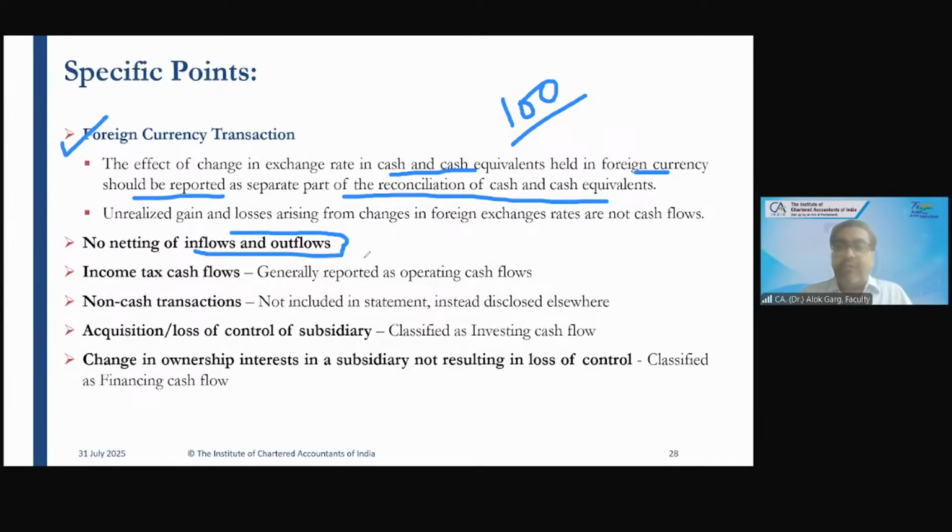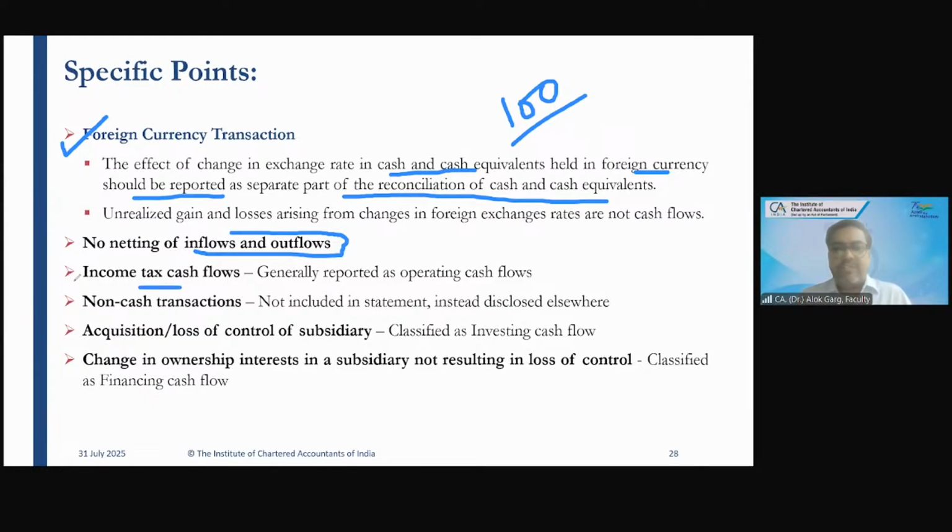Yes, sir. So for these volatile, frequent transactions, you can do netting of outflow and inflow, but normally you should not net your inflows and outflows. You have to show it on a gross basis so that the user will be able to know the company has given a loan of 1 lakh rupees to the subsidiary and 80,000 rupees has been received back. Okay, clear?